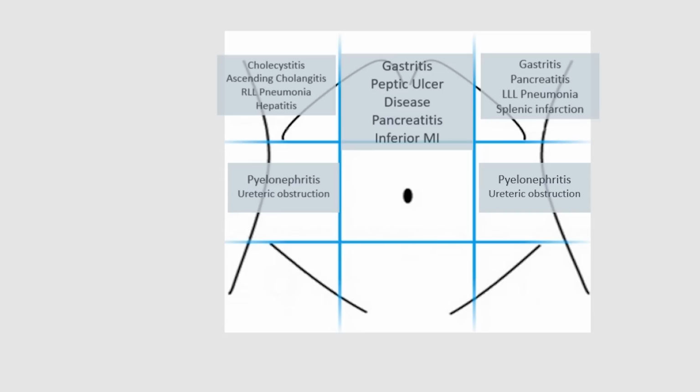Think of periumbilical pain. Remember, this is visceral pain of any of the midgut structures, but also you can think about AAA, constipation and small bowel obstruction.